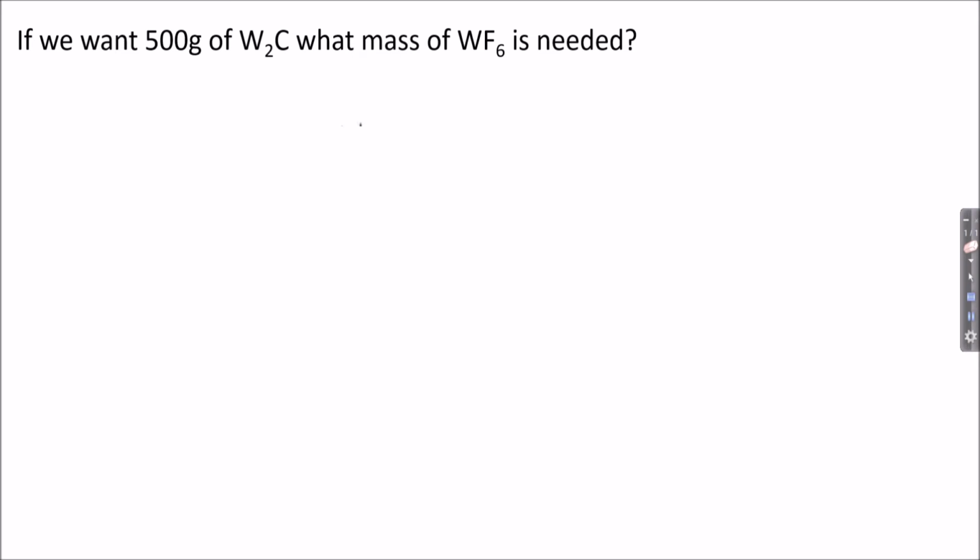Let's think about it. Okay, we thought about it. Our basis here is 500 grams of tungsten carbide. What do we know about this? Well, we know that 1 gram mole of tungsten carbide is equal to 379.69 grams of tungsten carbide. Why are we thinking of things in terms of moles?